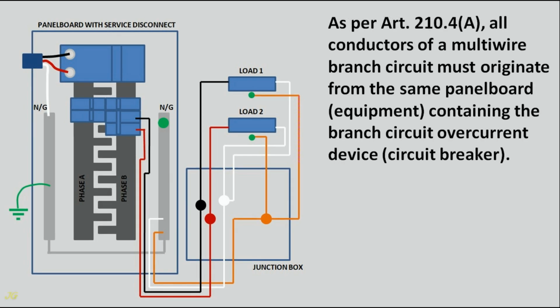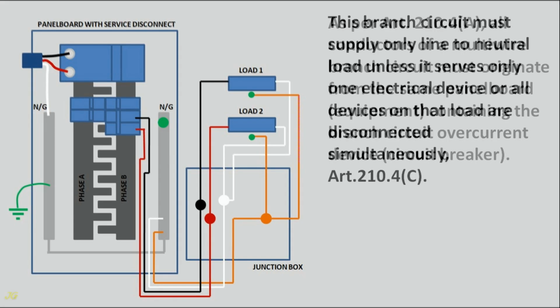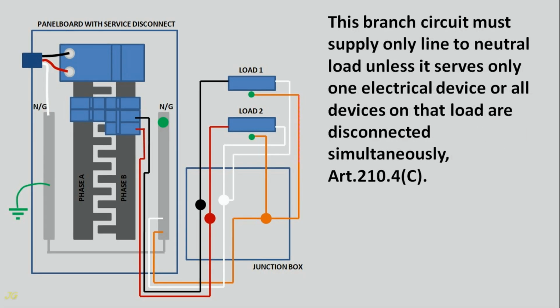As per Article 210.4(A), all conductors of a multiwire branch circuit must originate from the same panel board, equipment, containing the branch circuit overcurrent device, circuit breaker. This branch circuit must supply only line to neutral load unless it serves only one electrical device or all devices on that load are disconnected simultaneously.